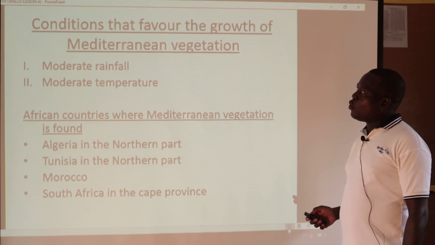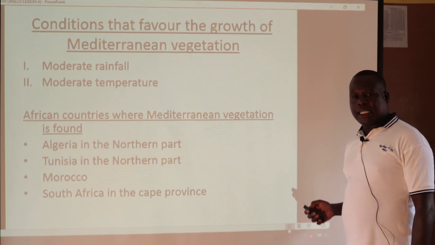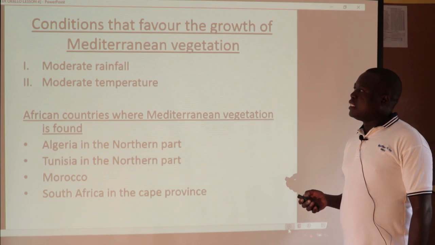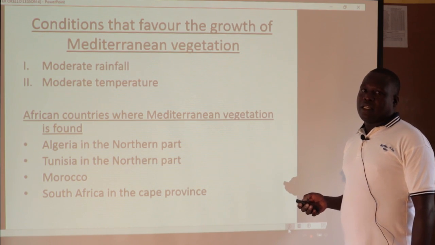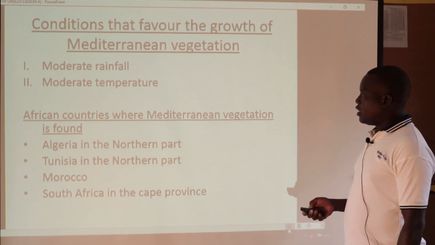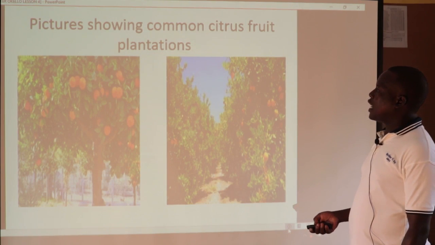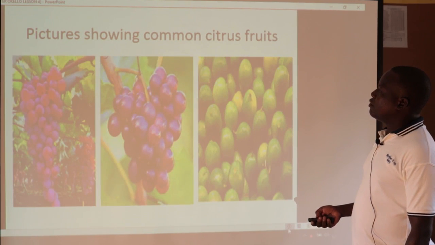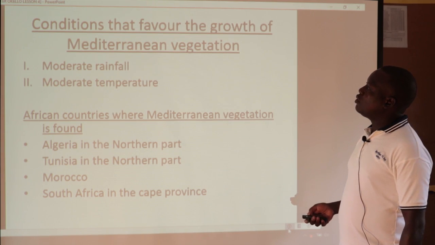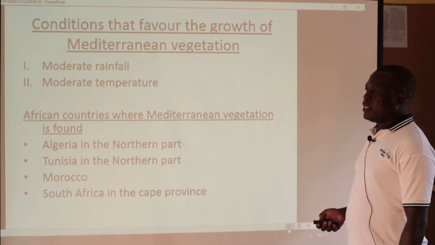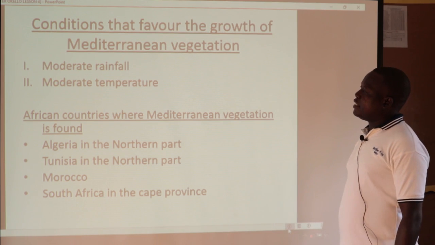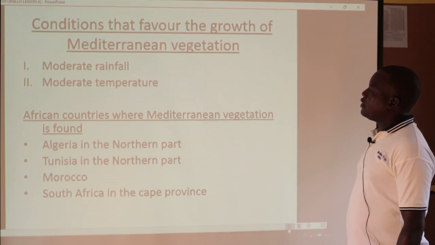That is why we say the Mediterranean climatic regions which contain Mediterranean vegetation are the best areas for growing citrus fruits. The very citrus fruits that we have looked at, as you can see from the other side. So we have looked at the two conditions. Now, in Africa, there are many countries that have this vegetation.